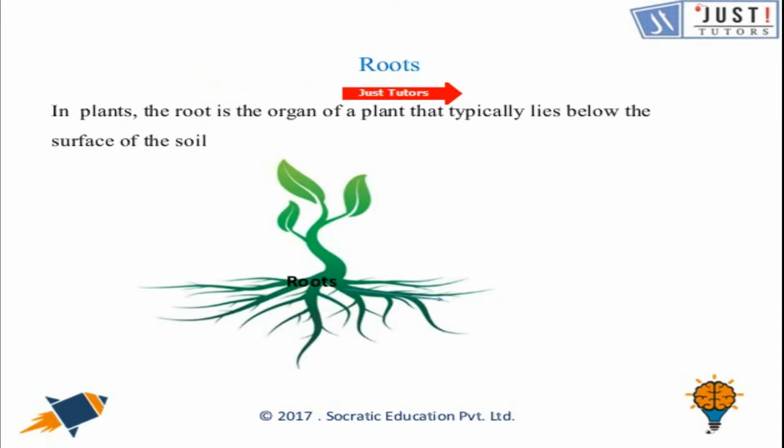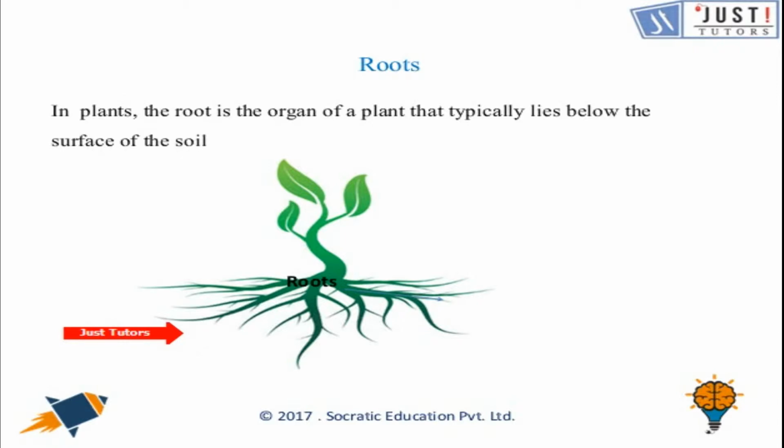Now, here we have roots. In plants, the root is the organ of a plant that typically lies below the surface of the soil. So, if you talk about the roots, if this is the soil here, you can see the top part, you can see the branches, the stem, the leaves, but you cannot see the roots. The roots lie below the surface of the soil. So this is the roots here.